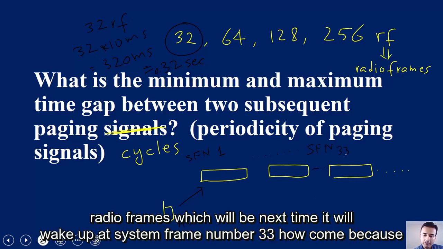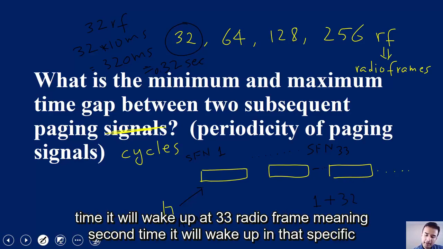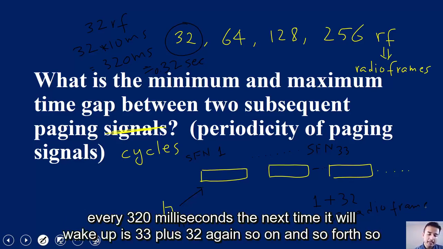33. How come? Because if the paging cycle is 32, then first time it woke up at radio frame or system frame number 1, second time it will wake up at 33 radio frame, meaning second time it will wake up in that specific radio frame. And how much will be the difference? The difference will be, it will wake up after every 320 milliseconds. The next time it will wake up is 33 plus 32 again, so on and so forth.